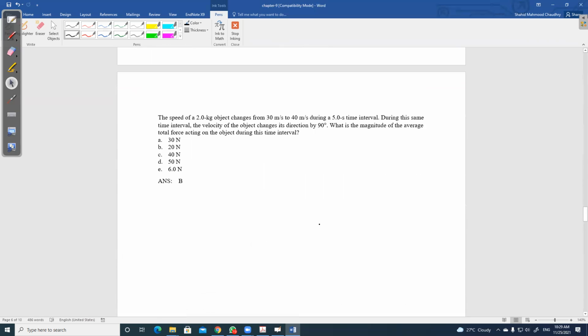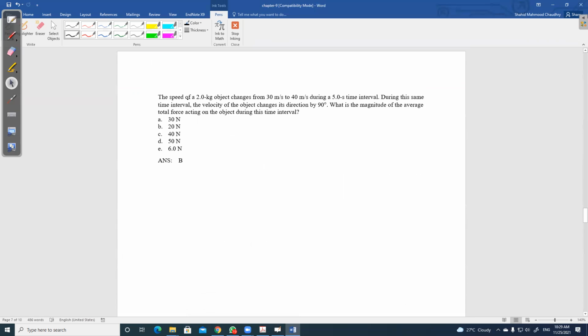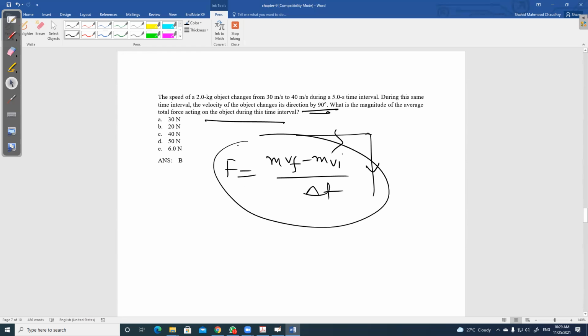After this problem, the speed of a 2 kg object changes from this to this during a 5-second time interval. During the same time interval, the velocity of the object changes its direction by 90 degrees. This is the same problem which I have solved, so you can try yourself and find the magnitude of the force. Force is mvf minus mvi over delta t. Apply this formula and solve it. This is easy.